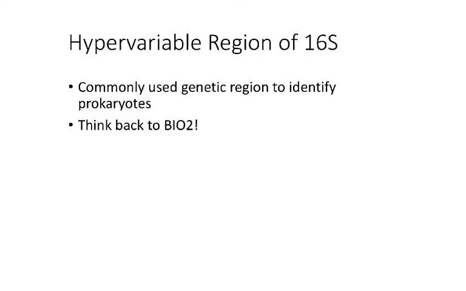One of the things they mention in this paper is that they use the hypervariable region of 16S in order to perform their study. If you haven't heard about this region before, this is a commonly used gene to identify prokaryotes in particular, like bacteria, for instance. If you took BIO2 here, think back to BIO2, we actually talked about this and worked with this gene in BIO2 lab. If you didn't take BIO2 here, that's totally fine. I'll go ahead and give you all the information that you need to understand what's going on.